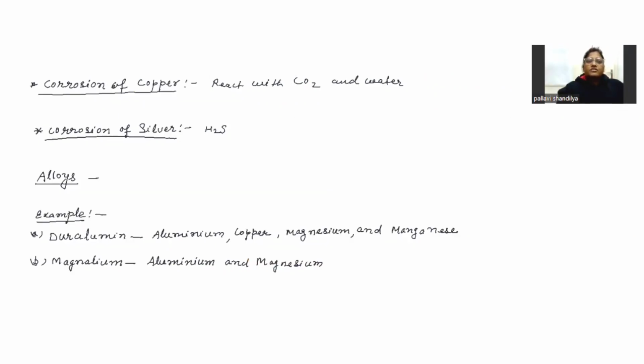Okay, so let's move forward and we are going to learn the corrosion of copper. So what happened? Copper does not react... we all know copper is a less reactive metal. So copper oxygen से react नहीं करता, but किससे react करता है? Carbon dioxide and water present in the air. So when copper reacts with carbon dioxide and water present in the air, it forms copper carbonate. Okay, a greenish layer of copper carbonate on the surface of the copper object.